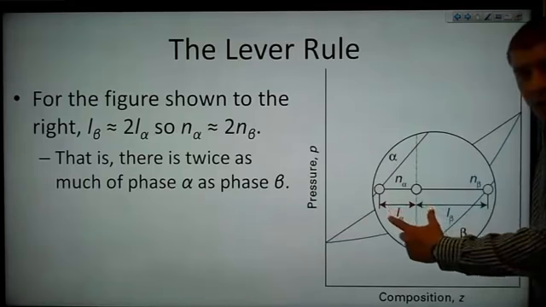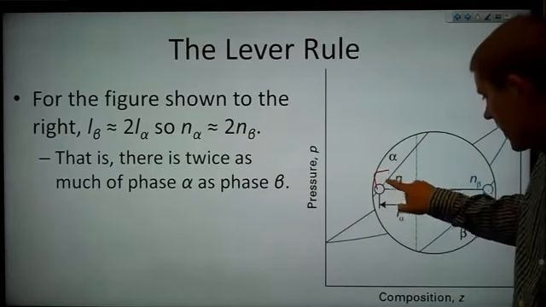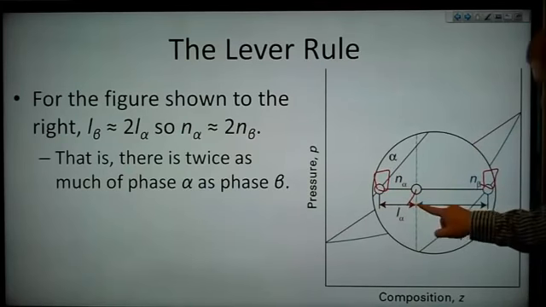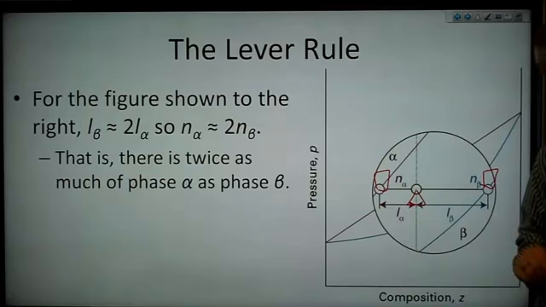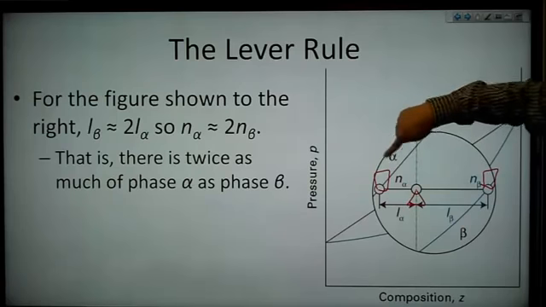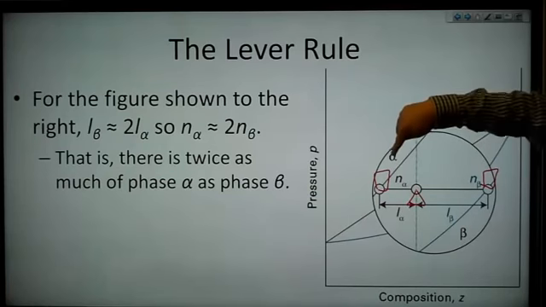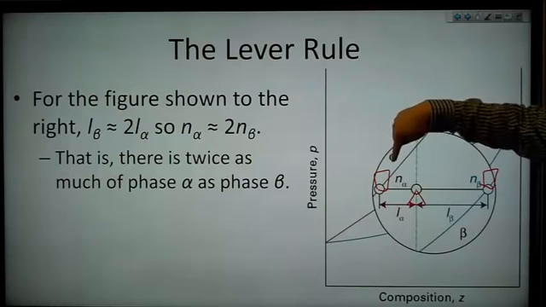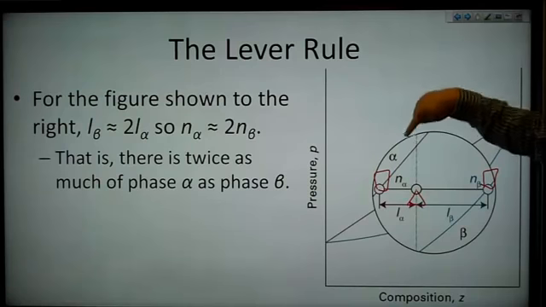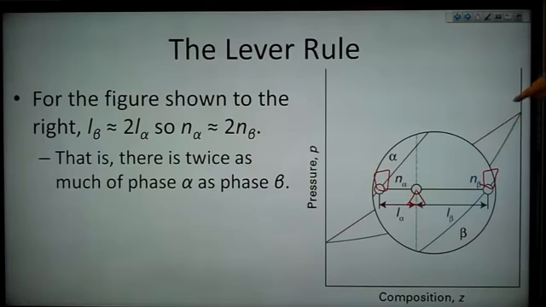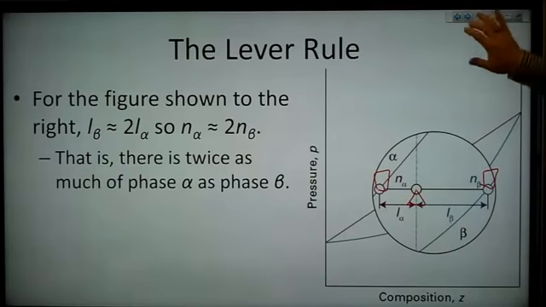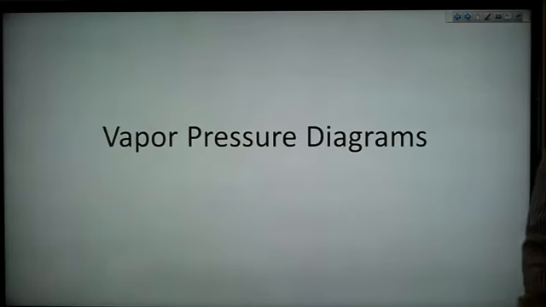So think of this like weights. We've got a weight sitting at this point, and we've got a weight sitting on that point. If we have a fulcrum here at the isopleth, well, if this lever is twice as long as that lever, then to keep these balanced, the weight on the left side, on the shorter side, must be bigger than the weight on the right side, the longer side. Which means that we must have more of phase alpha than we have of phase beta. So that's why this is called the lever rule, that it acts sort of like a lever, like a balance. So that was vapor pressure diagrams.